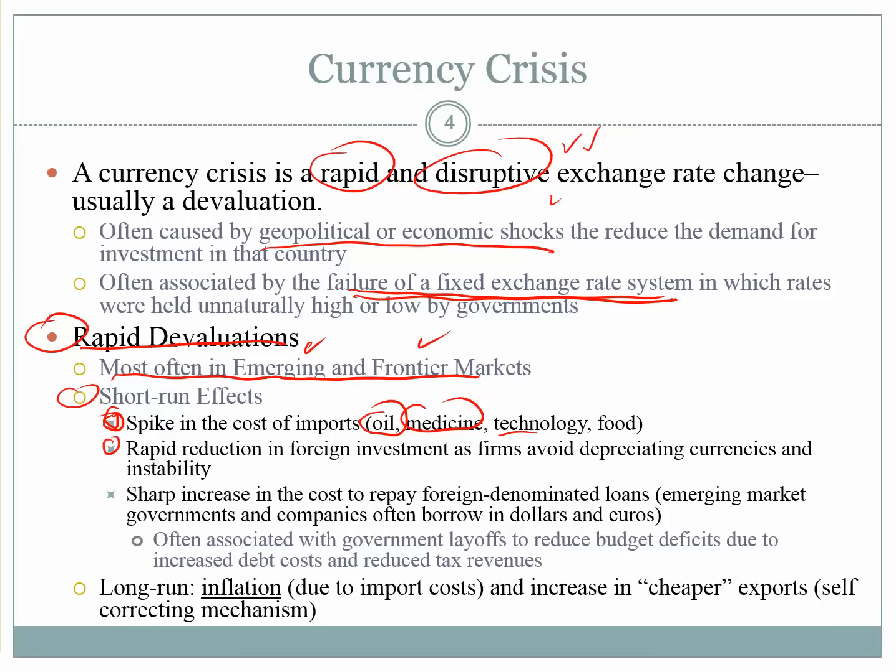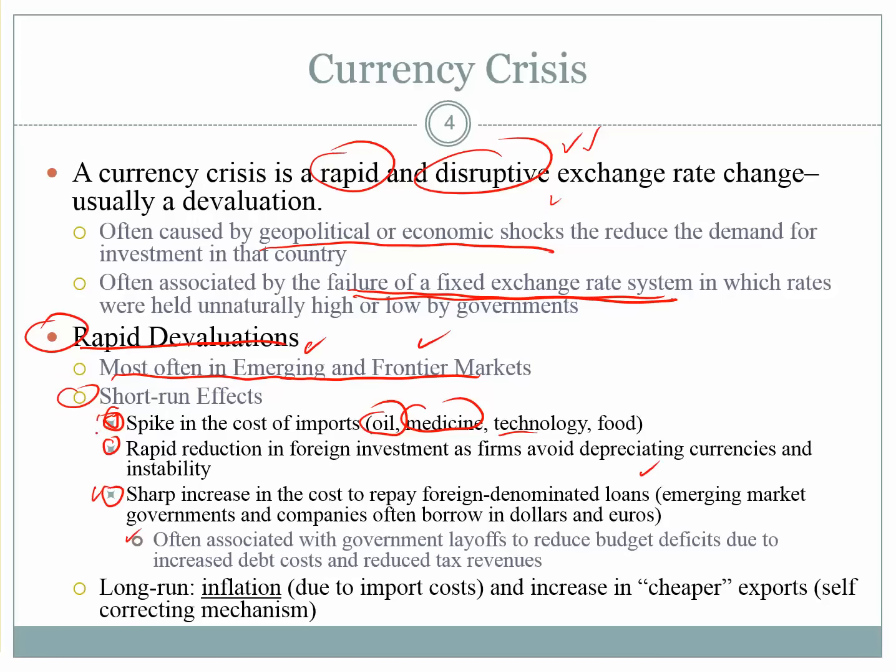You would probably also notice a rapid reduction in foreign investment as firms try to avoid the uncertainty of devalued currency environments. And to the extent that frontier markets have borrowed money in currencies other than the home currency, countries or corporations within those countries have to pay off debts that are denominated in dollars or euros, and it costs them more. Related to these events and uncertainty and weak economies, you'll find that governments are often having to deal with budget deficits, often associated with layoffs and other austerity policies.